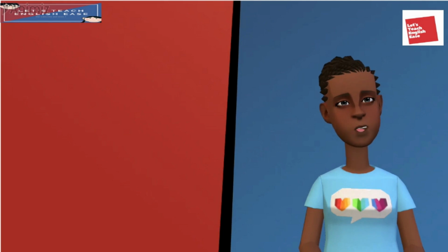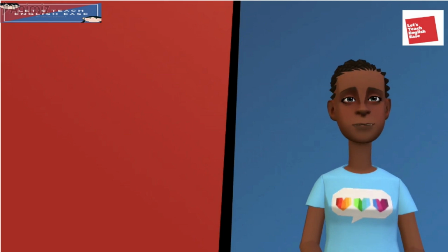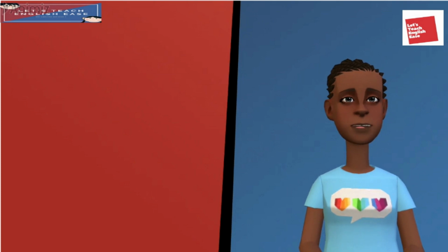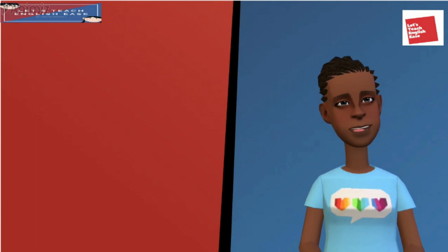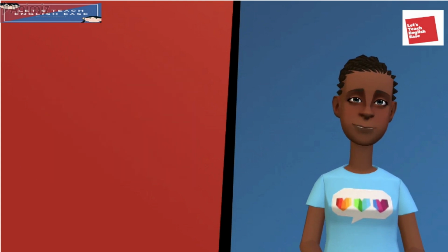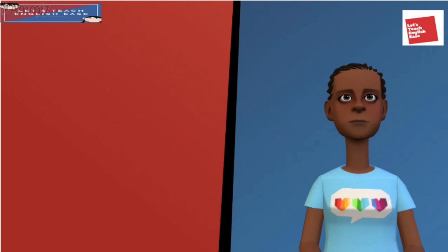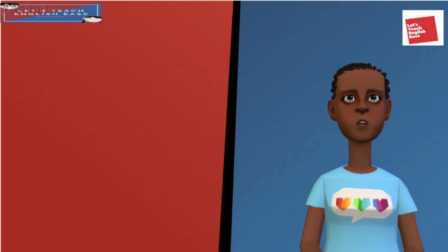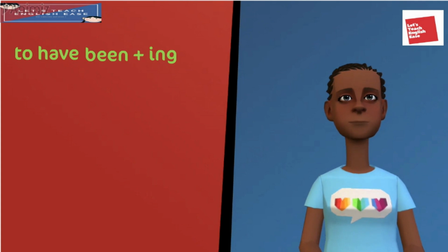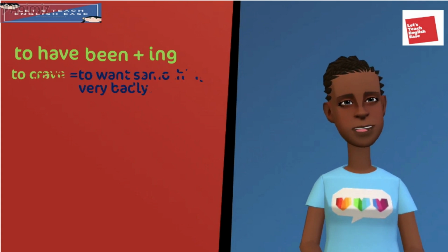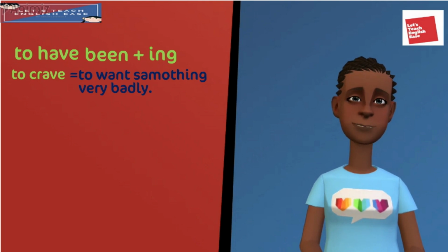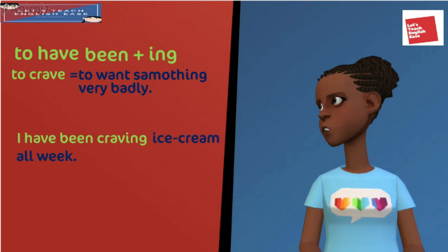This compound tense is used to denote an ongoing or continuous action that started a while ago. For example, if you were having a lazy Sunday watching TV all day long, you might use this tense to describe your day. For this tense, you need to use the auxiliary verb to have, followed by been, and then add ing to the action verb. Here is how it would work with the verb to crave, which means to want something very badly, particularly food. I have been craving ice cream all week.